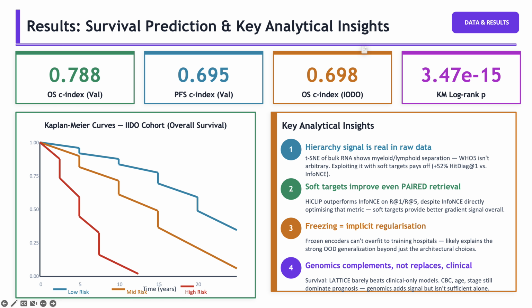And look at the IODO OS C index, 0.698. Even on the hardest OOD split, the model maintains meaningful prognostic discrimination, I would say. Freezing encoders is not just cheaper. It likely acts as a regularization against overfitting to the training hospitals. The gain from adding genomics over clinical only is real, but modest. Genomics complements clinical features like age and CBC, but it doesn't replace them.